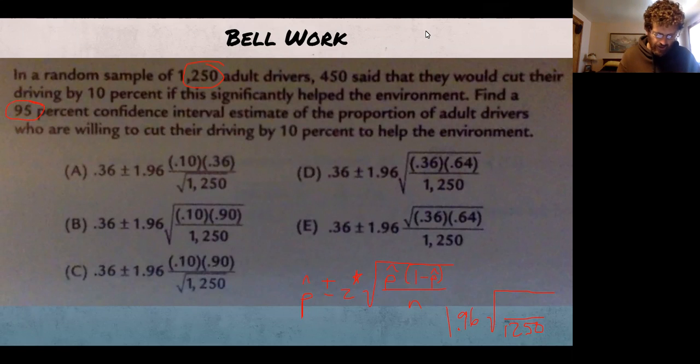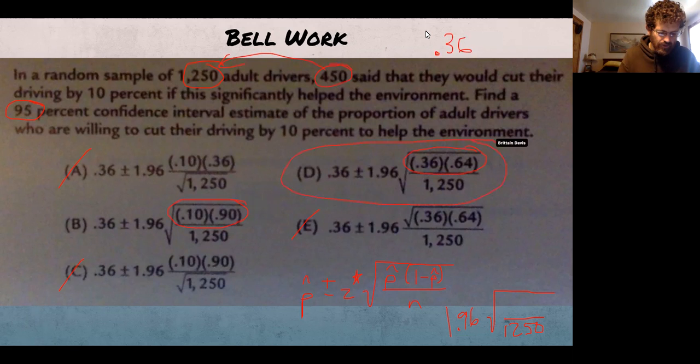But here's one thing we can notice. The entire fraction on the right should be under the radical. And when I look at my answer choices, 3 of them are not set up that way. So automatically I've narrowed it down to B and D. The only difference between these two is what goes in the numerator of this fraction. And remember, that's p hat times 1 minus p hat. Your p hat here is the 450 out of 1,250. That calculation gives you 0.36. So the correct answer is D.